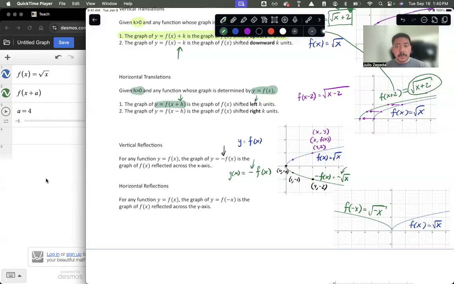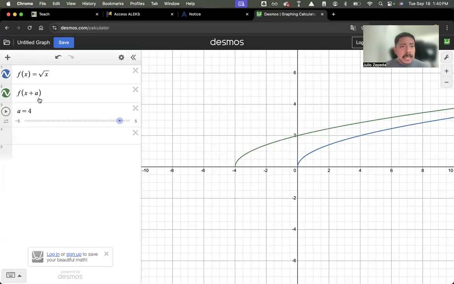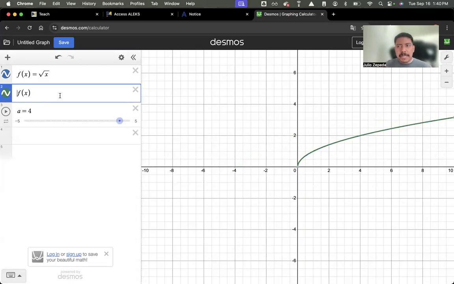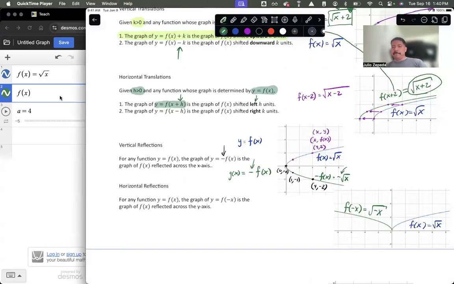So let's go ahead and take a look at that here on the graph. Well, right now the blue and green graphs are the same. As soon as I put a negative out front, it reflects it about the x-axis. If we put a negative inside of the function, it reflects it about the y-axis. It's a horizontal reflection. Okay. All right, very good.